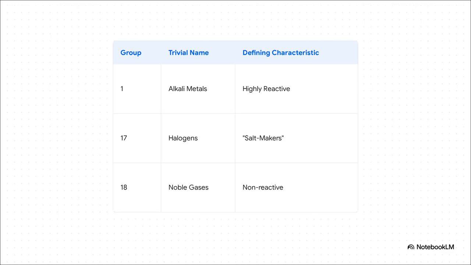So let's meet a few of the most famous families. Over in group 1, you've got the super reactive alkali metals. That's where our friend sodium lives. Then way over in group 17, you have the halogens, which are known as the salt formers. And of course, in group 18, we've got those noble gases again, the totally non-reactive elements.